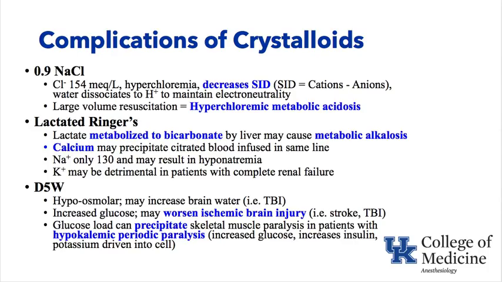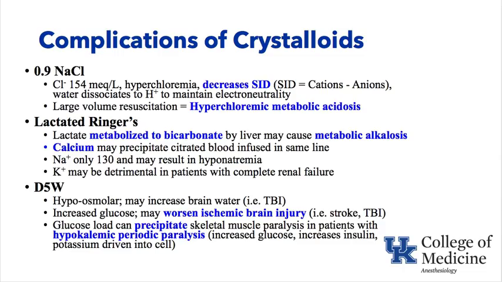D5W, hypoosmolar, and if you gave it to a patient with, for example, a traumatic brain injury, you could increase brain water. Also, if the glucose levels go up by giving D5W, you can worsen ischemic brain injury. So we tend to avoid dextrose-containing solutions in patients with stroke and traumatic brain injury. And glucose load can precipitate skeletal muscle paralysis in those rare patients with hypokalemic periodic paralysis. Because as you give glucose, the glucose level goes up in the patient, and the insulin then goes up.